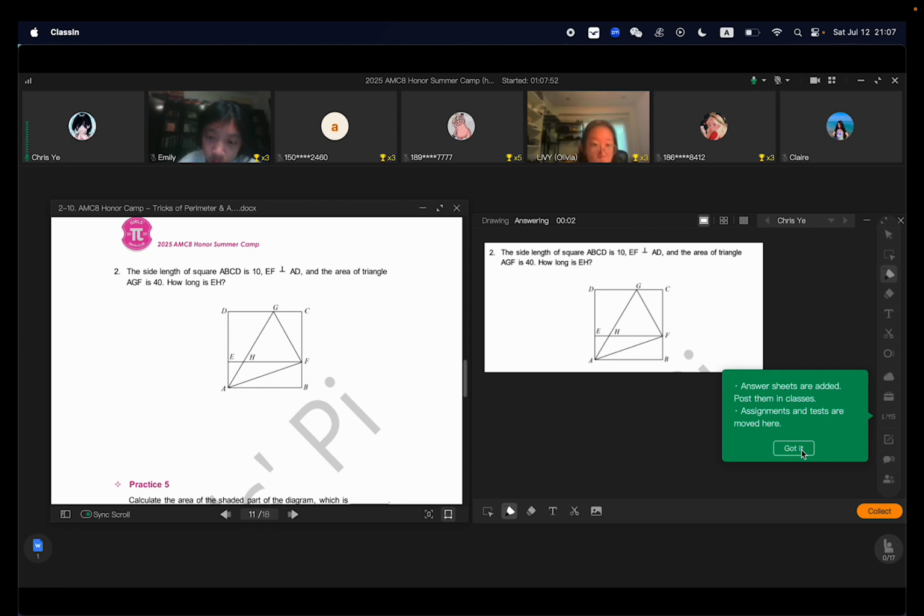It says the side length of square ABCD is 10. So it's going to be 10, and EF is perpendicular to AD, and the area of triangle AGF is 40. So we know that to get the area of a triangle, we can divide this up into two parts. The area of this part is going to be HF times EA, and the area of this part is going to be HF times DE. So that's one of the hints that I'll give you, and you can try to work on it yourself.